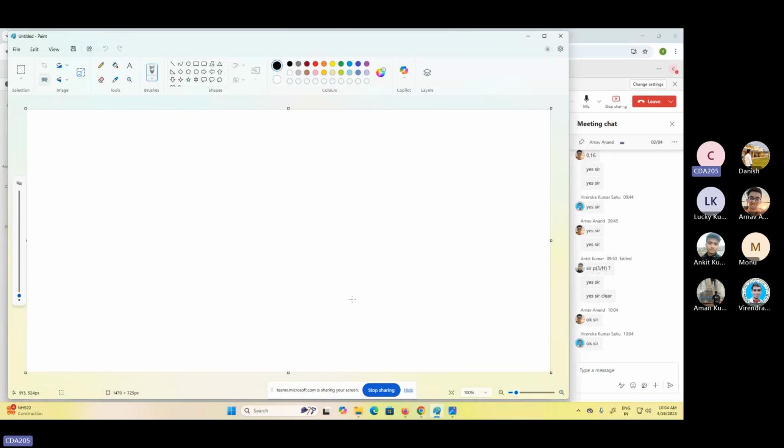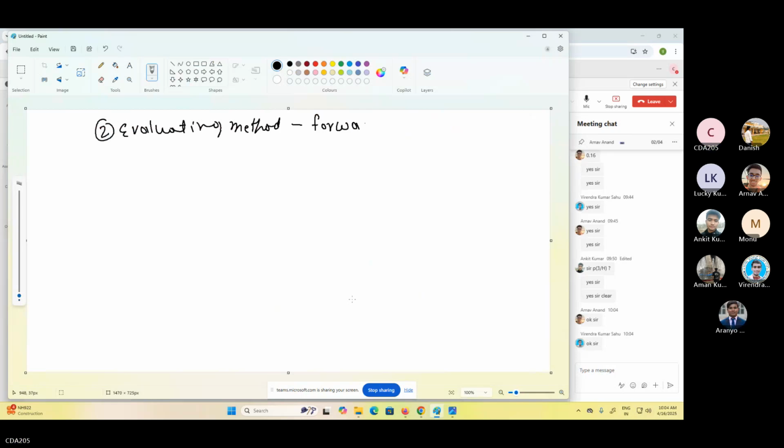Okay. So we have the next method, that is the evaluating method. In this, we are going to study about forward. Okay. So how to solve the forward method, that is the main thing. So first of all, we have to try to understand the problem. So this is the initial.